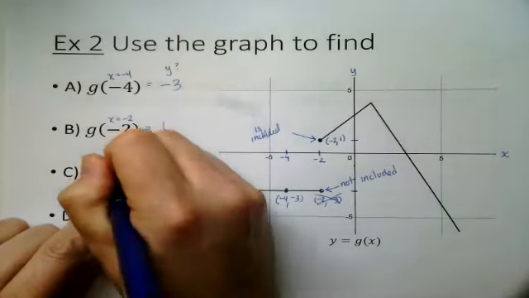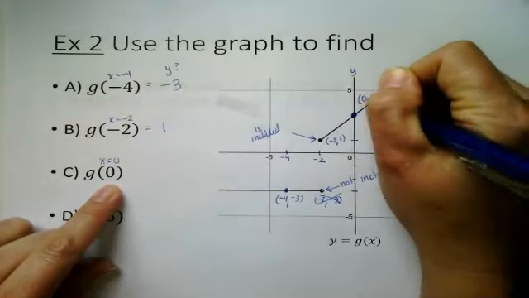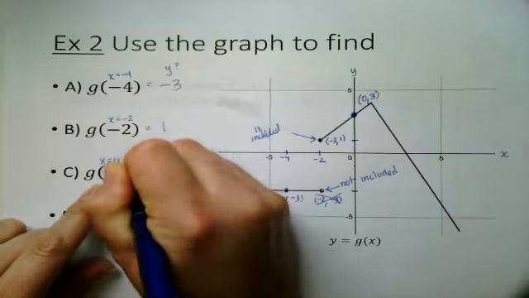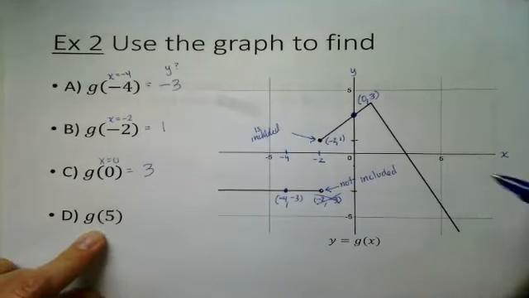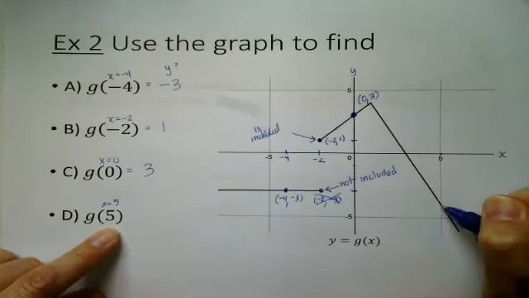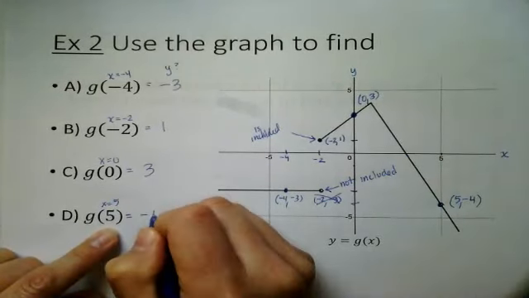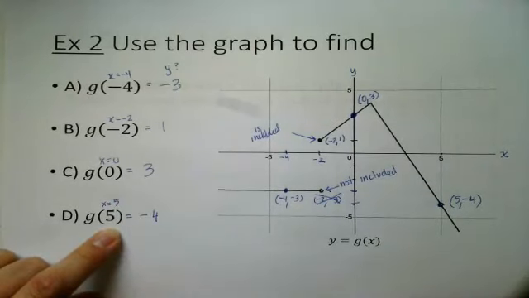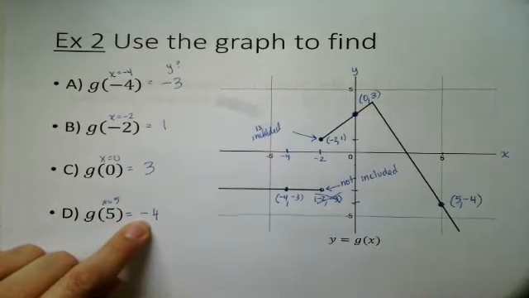g at 0, x is 0, is right here. And here's the point right here. That'd be the point 0, 1, 2, 3. So g at 0 is 3. So you're really just looking for the ordered pairs. And g of 5, x is equal to 5 right here. And we want to know where's the output. Right down here. That's the point 5, -1, -2, -3, -4. So input of 5, output of -4. And so that's what it means when you have function notation. They're asking if your input is 5, what's your corresponding output? So basically finding x, y ordered pairs.